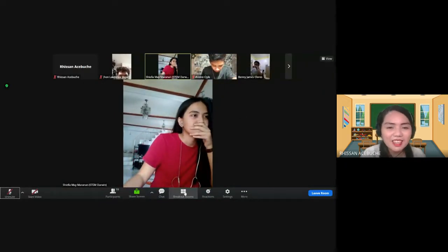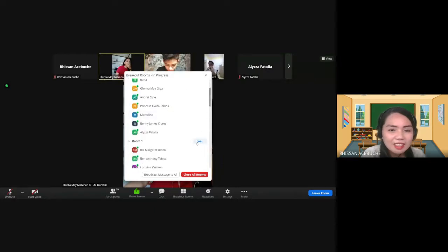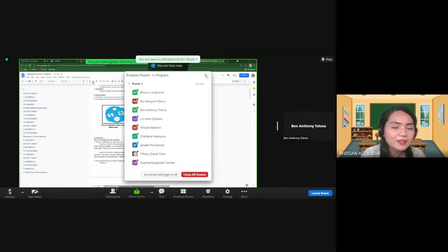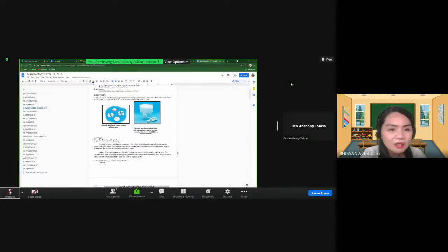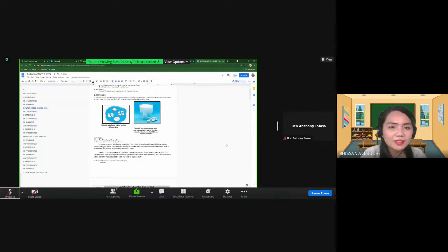I'm happy to see that they are collaborating. Now I'll go back to group 1. I didn't see them talking earlier. Good. So he's sharing his screen so that they can work on the activity sheet. That's good. So as I can see, they're almost done.